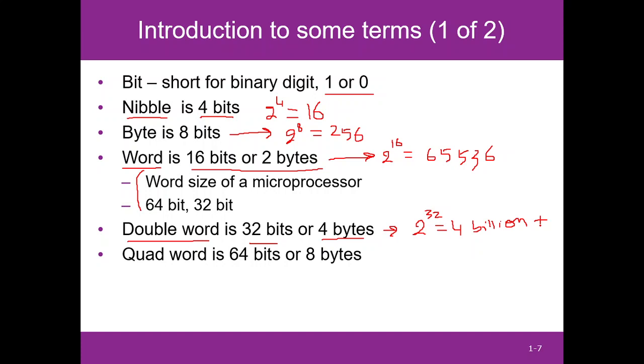And then we have a quad word. Quad word means 4 words or 4 times 16, which is 64 bits or 8 bytes. So you should be aware of these terms.